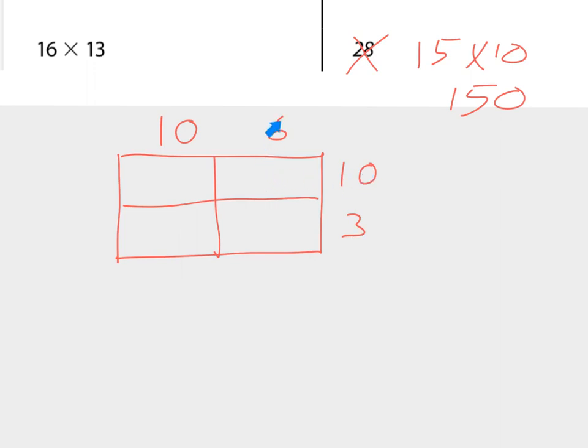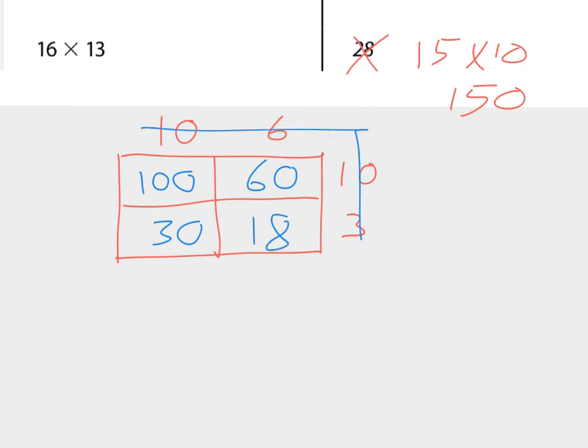So it's a little bit similar to lattice multiplication in that you have your columns and your rows. So let's go ahead and multiply these out. You form your right angle. 6 times 10 will give me 60. All right, 10 times 10 will give me 100. 10 times 3 will give me 30. And finally, 6 times 3 will give me 18. All right, we're finished with these numbers up here.